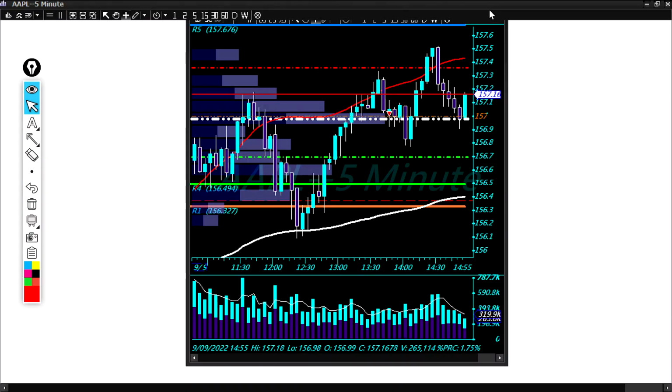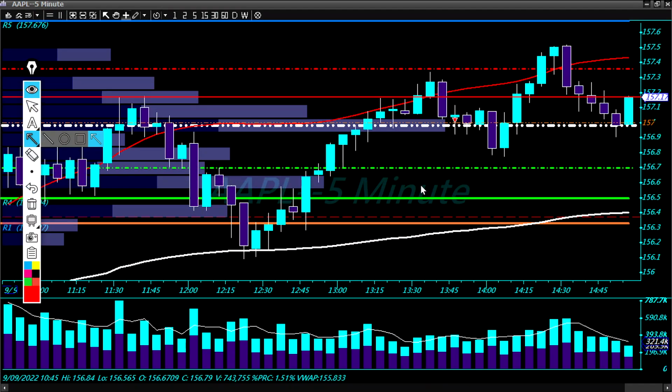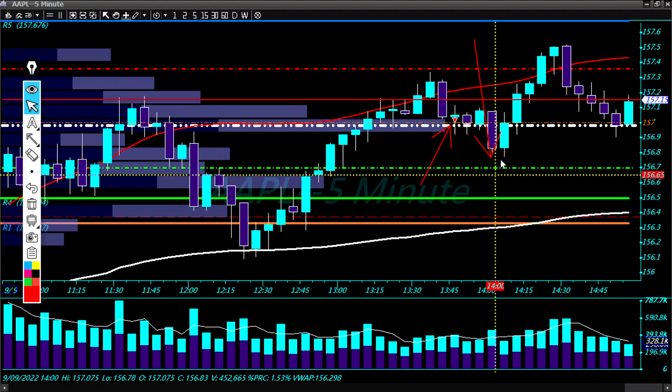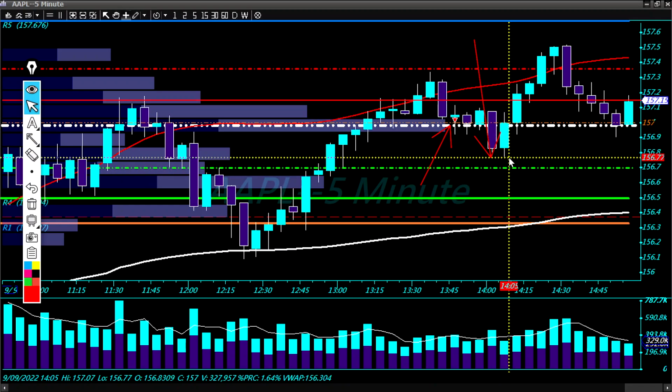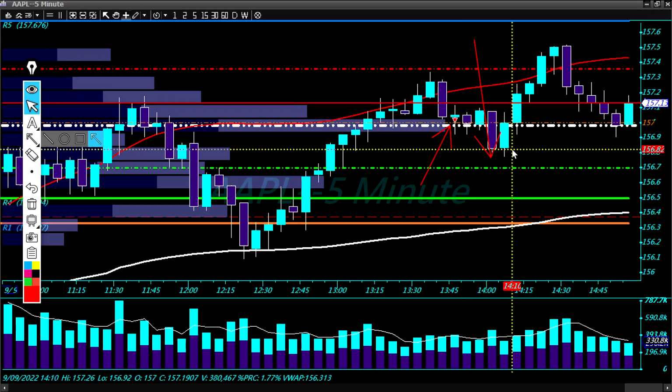So let's see. I went short on Apple right here at 157. After this reversal candle, we broke the upper VWAP right there. Pulled back to this level, which is 156.77. But we had this push up again.